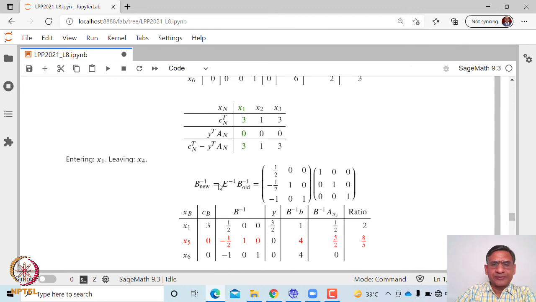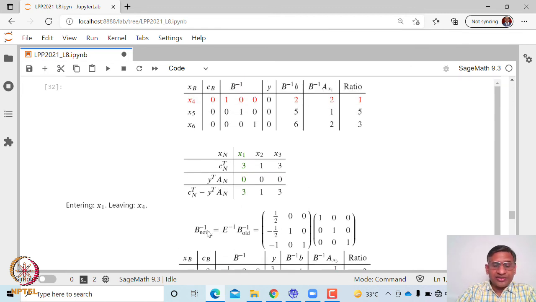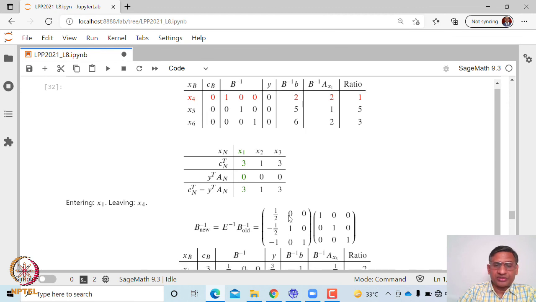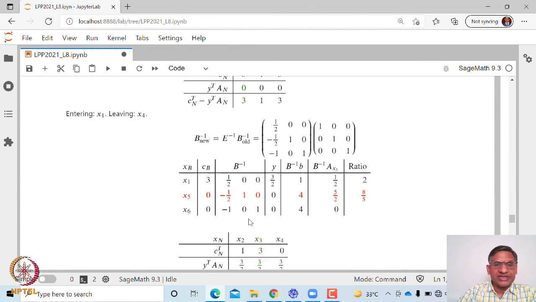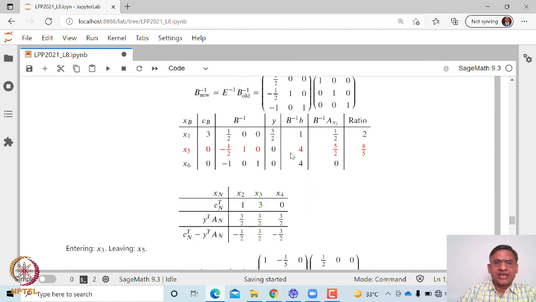Similarly, the next step: again you can see here it computes B inverse using E inverse and the B old, right? And E inverse is going to be this one, which is the column which is going to enter. So that's exactly what you see here. So in principle, you do not need to compute the inverse all over again; rather you just multiply the old matrix by this elementary matrix, right?